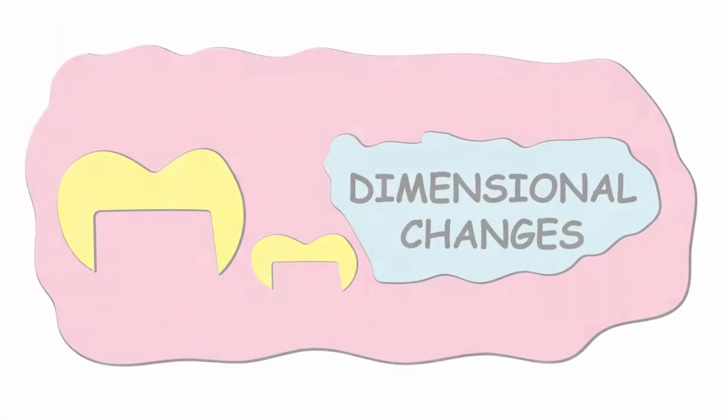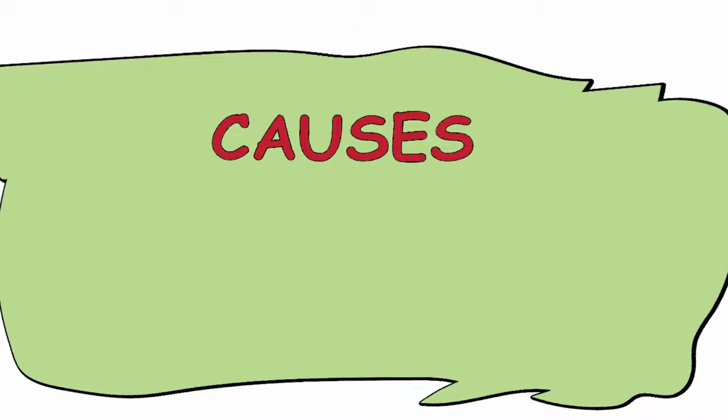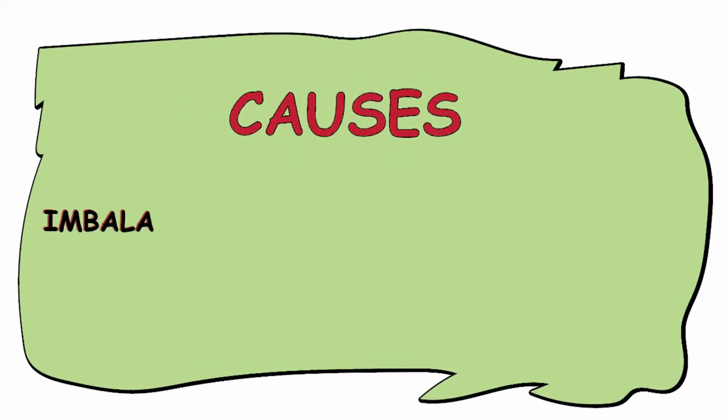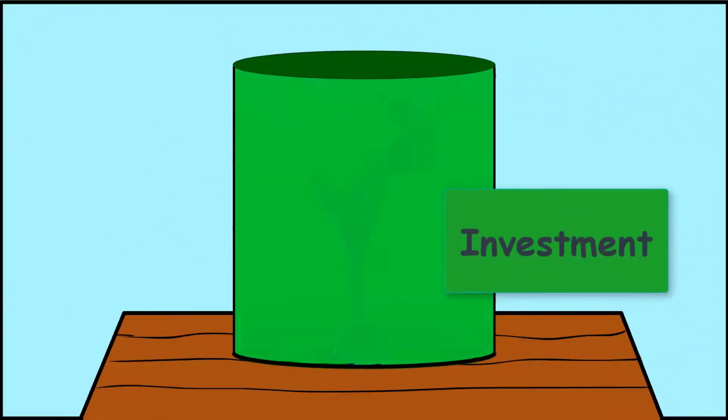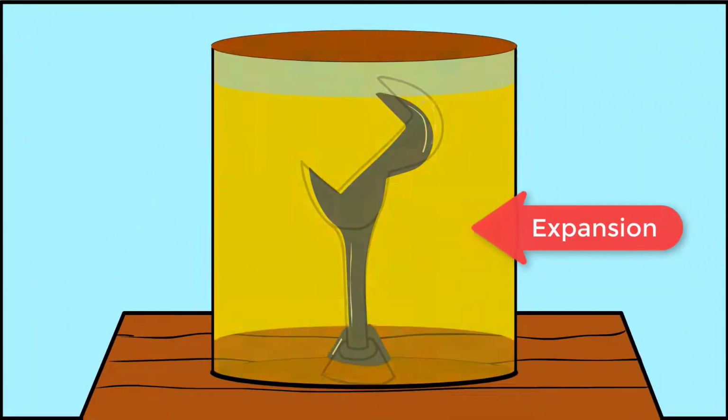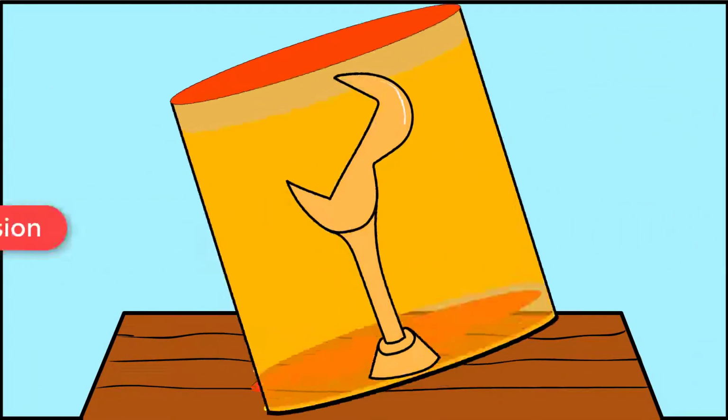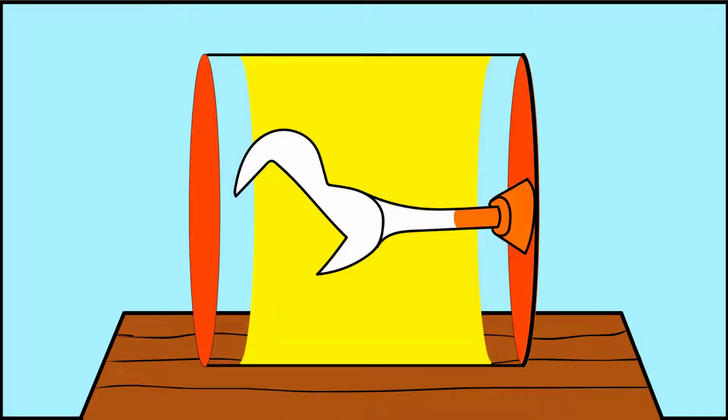The next casting defect is dimensional change, and the cause of dimensional change is an imbalance between the casting shrinkage and mold expansion. As the investment sets, it undergoes normal setting expansion, and when it is heated for burnout or for casting, it undergoes thermal expansion.